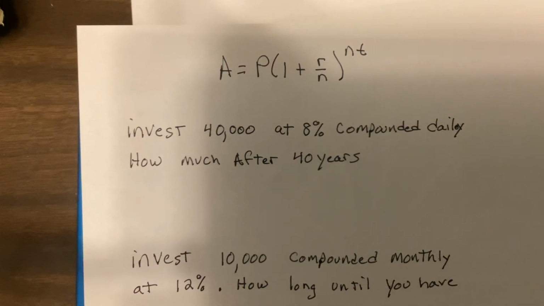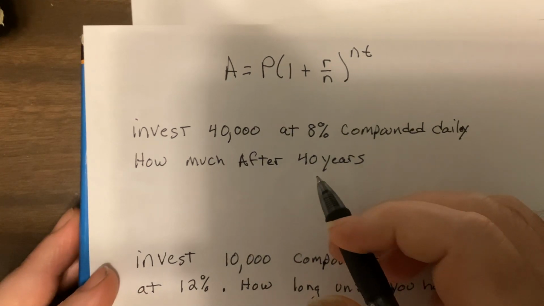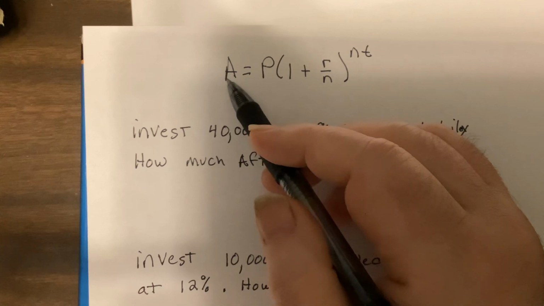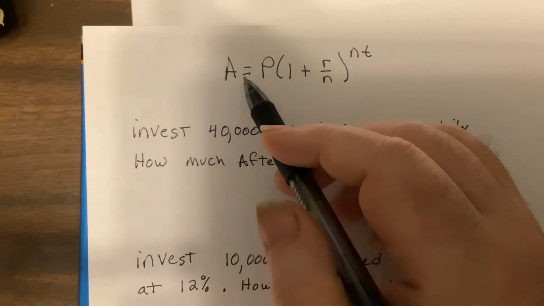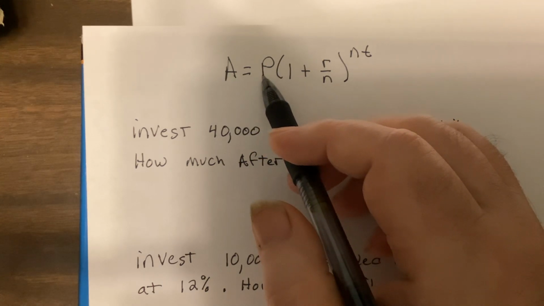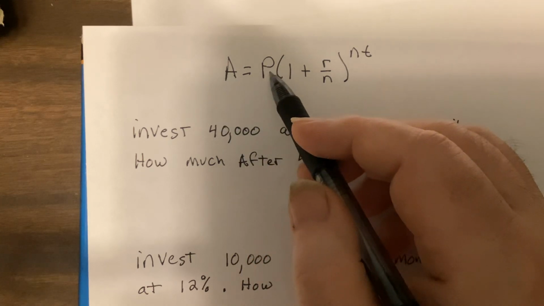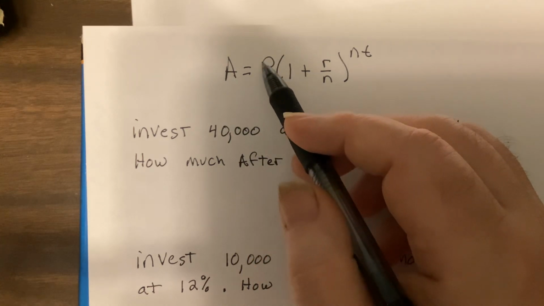Okay, I have a couple story problems we're going to go over. This has to do with investing or borrowing money. I believe the A stands for amortization. P stands for principal. A is how much you have after a certain amount of time. P is how much you invest or borrow.